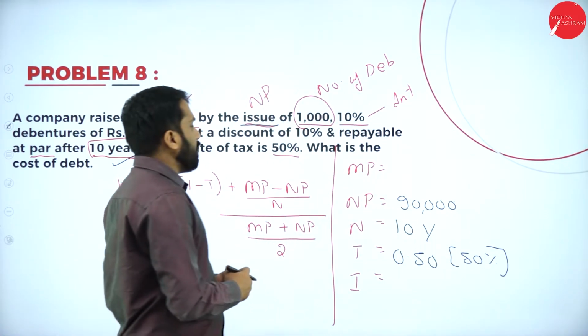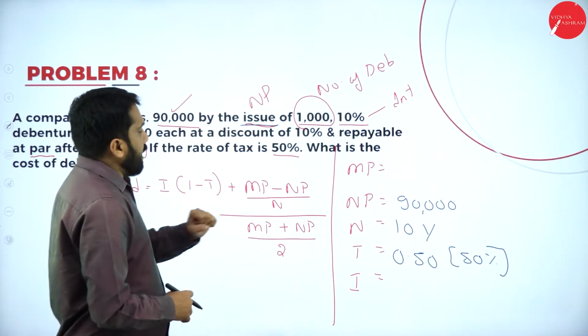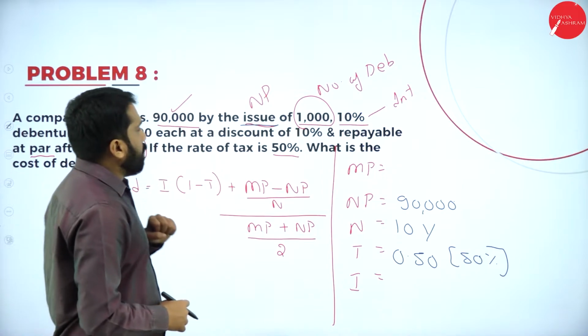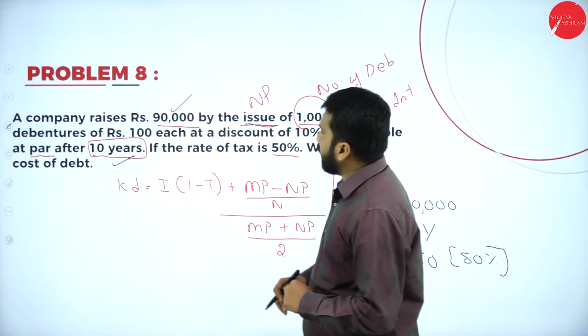Now, so NP we got. What is MP now? So NP we got. What is the MP here? MP, as I told you, is the repaid value. Repaid at what price? I'll come back here.